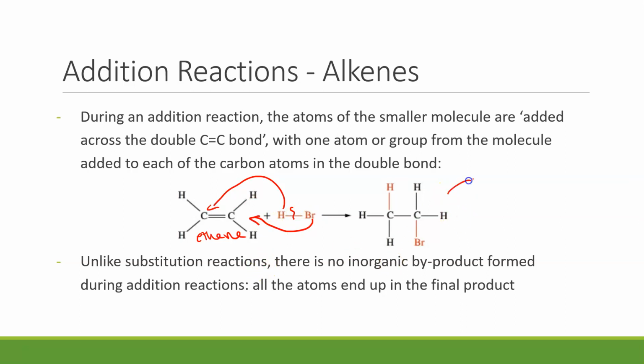So what we will end up with is the monosubstituted haloalkane. Okay, but there is only one product and it now has a single bond between the two carbons here, not the double bond that we started with. So unlike substitution reactions, there's no inorganic byproduct formed. During the addition reaction, all the atoms end up in the final product. So we have more of the reactant atoms ending up in the final product, so we would have higher atom economy.